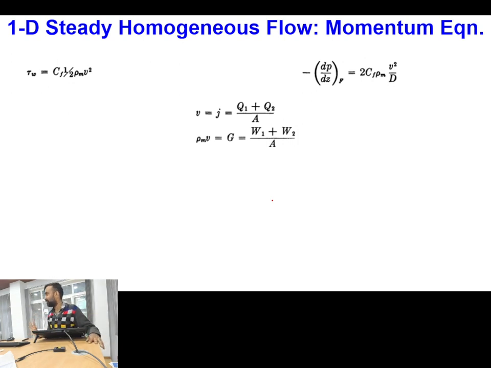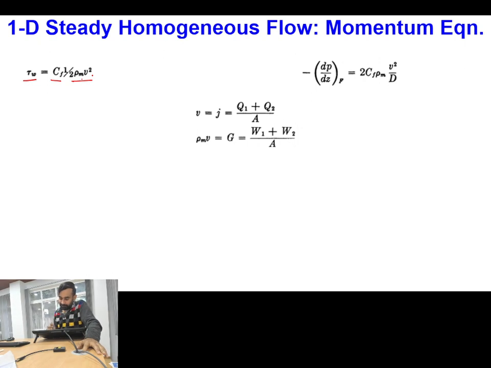Is this point clear? So what I will be doing for that, we know that in a general sense wall shear stress can be written in terms of Cf into half rho v square. Here I am using the mixture property, rho m into v square. Is this point clear?